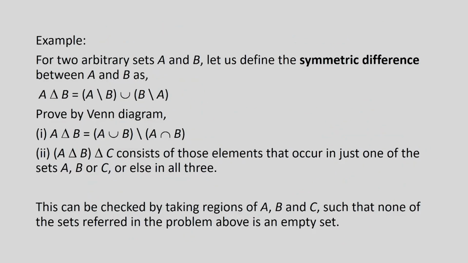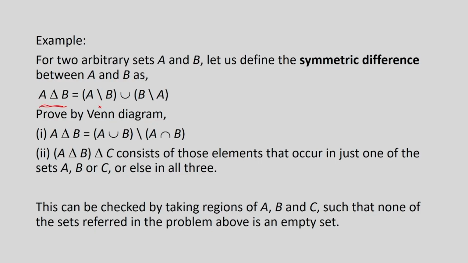This is another example of use of Venn diagram. For two arbitrary sets A and B, let us define the symmetric difference between A and B as A delta B. A new symbol is being introduced, which is delta. A delta B is defined as what? It is A minus B, remember, this was the minus sign, A minus B union of B minus A. So, that is the definition of delta.